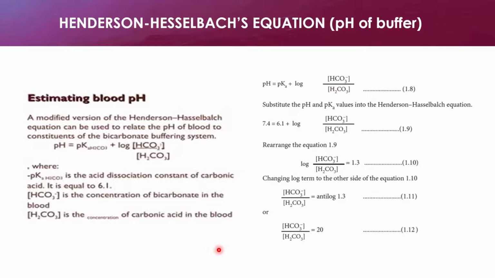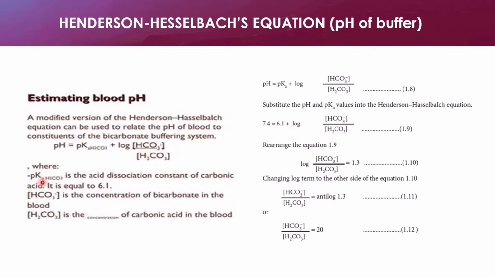Estimating blood pH using the Henderson-Hasselbalch equation. A modified version of the Henderson-Hasselbalch equation can be used to relate the pH of blood to constituents of the bicarbonate buffering system. The equation is normally given as: pH equals pKa of the acid plus the log of this divided by this.